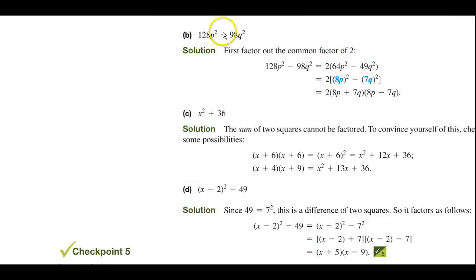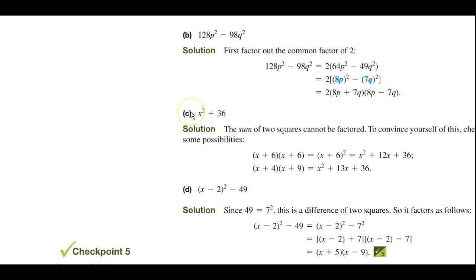Now here we see the difference of something, but they're not perfect squares. So in a case like this, you might ask, is there a common factor that we can factor out of each term? And the answer is yes. You can factor out a 2. Now these are perfect squares that will factor into their conjugates.